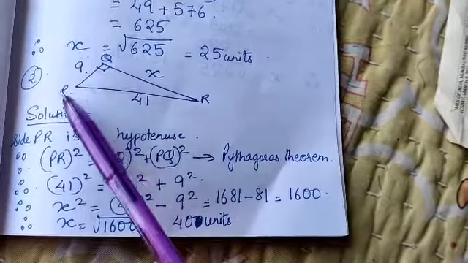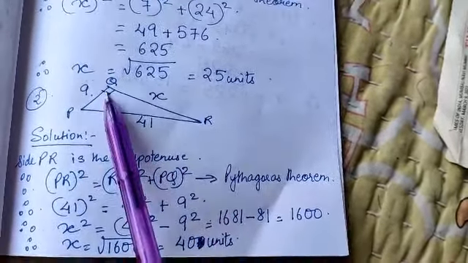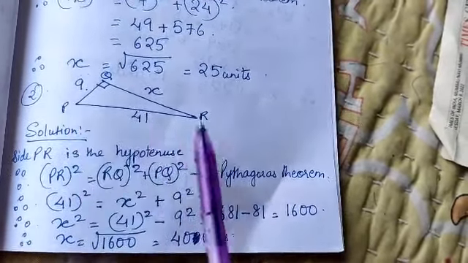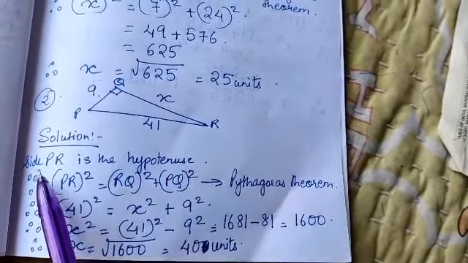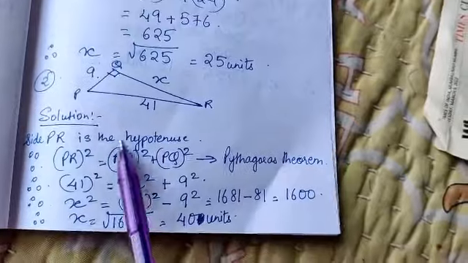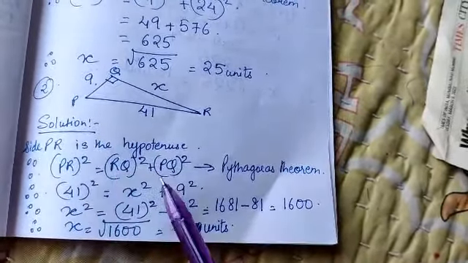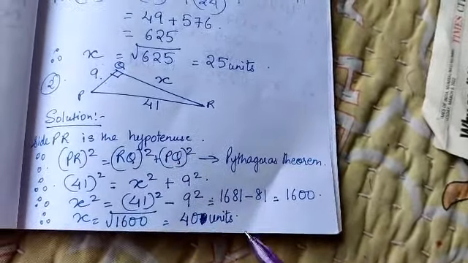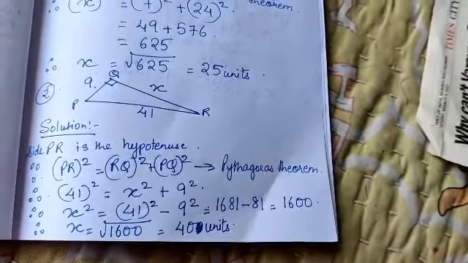PR is 41, QP is 9 and QR is x. Now here the 90-degree angle is RQP. So the side opposite to the 90-degree angle is our hypotenuse. So we'll just state that side PR is the hypotenuse. So by Pythagoras theorem, hypotenuse square is equal to the sum of the squares of the other two remaining sides. When you solve this, you get the value of x to be 40 units.